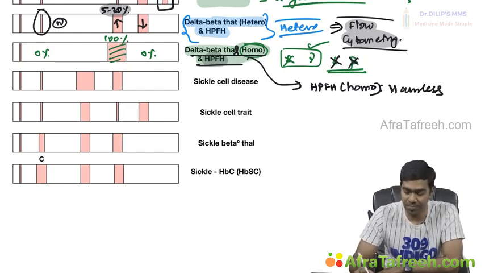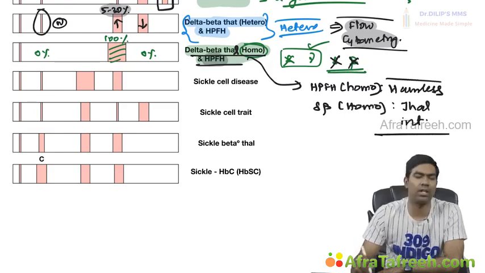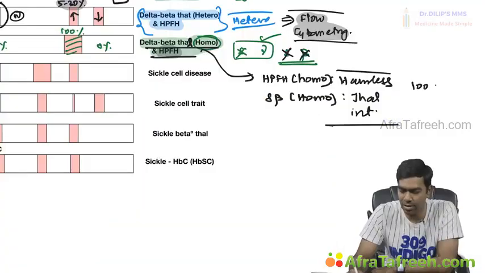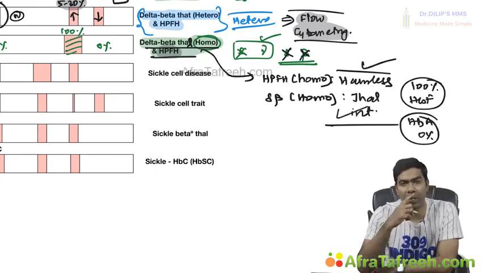But if it's delta beta homozygous, they are going to present like a thalassemia intermedia. They are going to have clinical features. Sir, how is it possible? Why are you joking? In both these conditions, 100% is HbF only. In both, normal adult hemoglobin is 0%. Then how is one completely harmless and the other thalassemia intermedia? Simple. As simple as that.